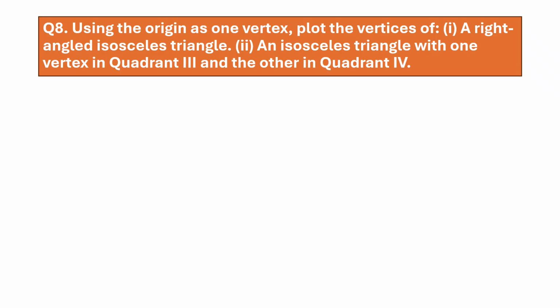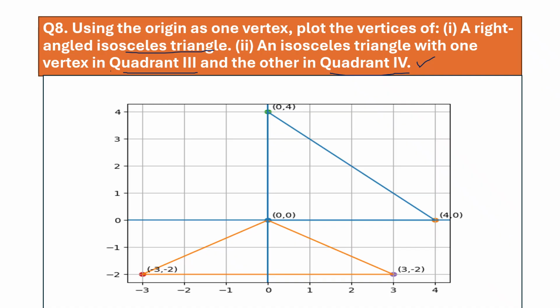Let's understand question number 8. Using the origin as one vertex, plot the vertices of a right-angled isosceles triangle, and the second one you have to plot is an isosceles triangle with one vertex in quadrant 3 and the other in quadrant 4. Students, you need to remember the quadrants. So for the first one, you simply have to draw a right-angled isosceles triangle, and the second one an isosceles triangle with quadrant 3, and the other will be in the quadrant 4. Let's quickly see the graph. So you see the graph on the screen here.